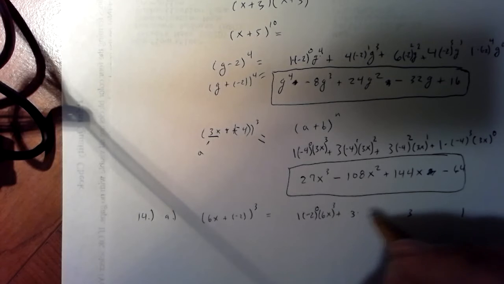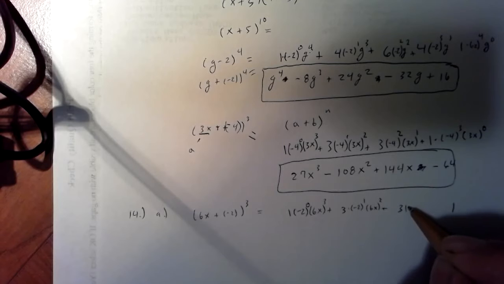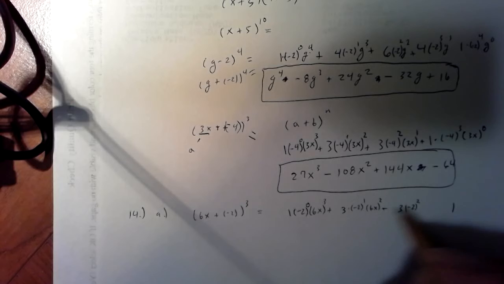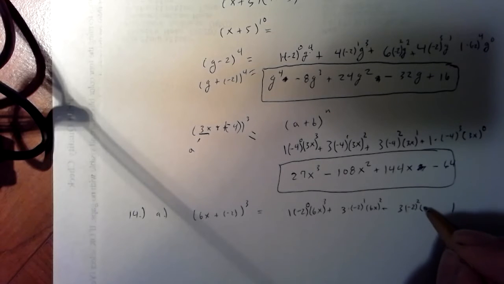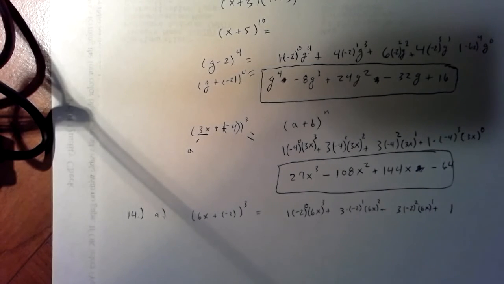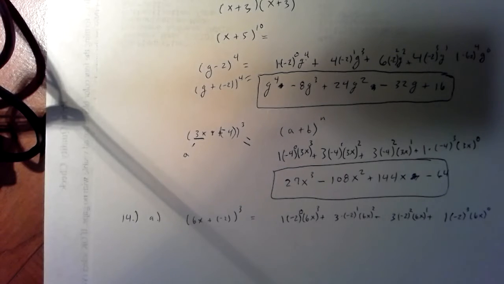plus, and then now we have 3 times negative 2 to the power of 1 times 6x squared, plus 3 times negative 2 squared. It's 0, 1, 2, right? So it's going up. And then here you have 6x to the power of 1, which is just 6x there. So I'll put a 1 just so you can see it there. And then, of course, we have 1 times negative 2 to the power of 3 times 6x to the power of 0.